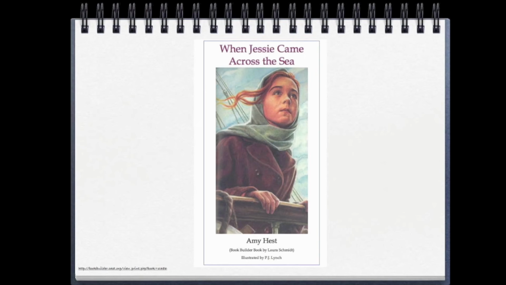Okay, let's take a closer look at text connections with an example. I've been reading the book When Jessie Came Across the Sea by Amy Hest. I'll give you a brief summary of what I've already read. The story is about Jessie, a young Jewish girl from Eastern Europe. She is chosen by her local rabbi to emigrate to America. She must leave her grandmother behind. That's where we'll pick up the story.